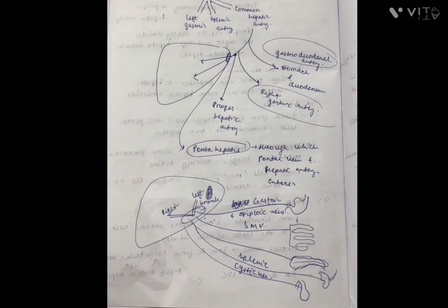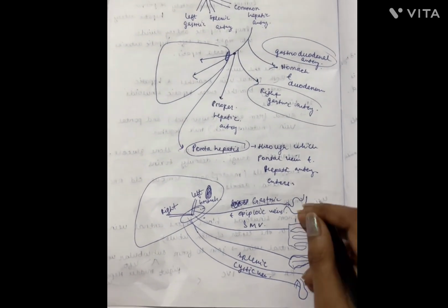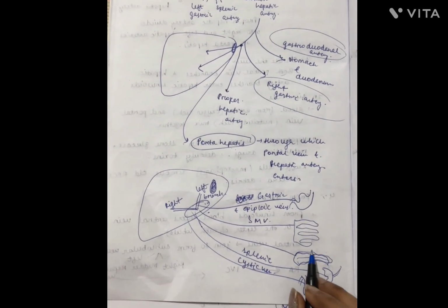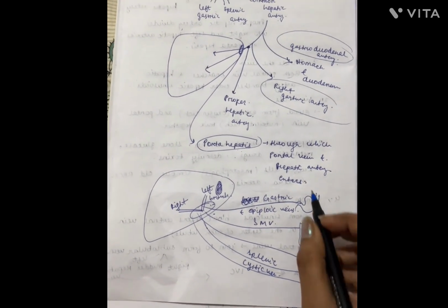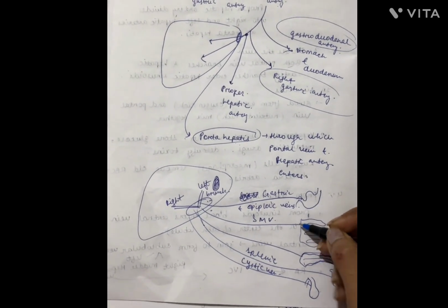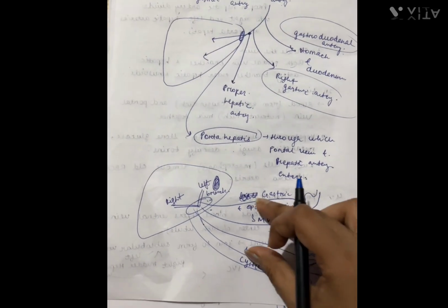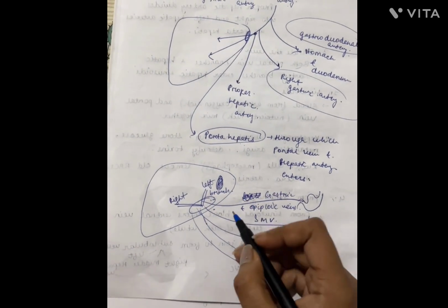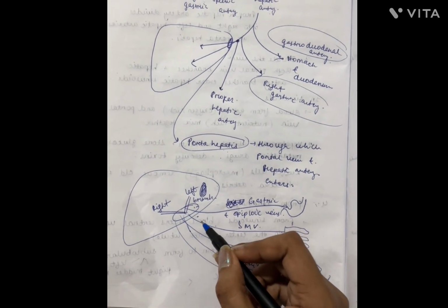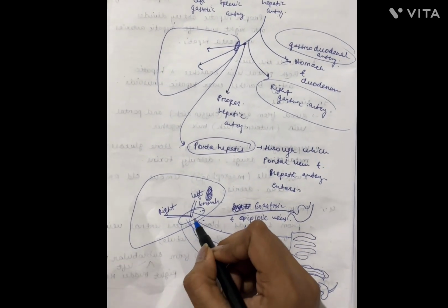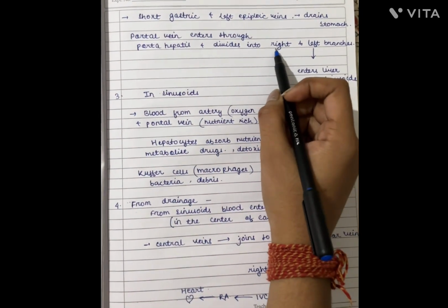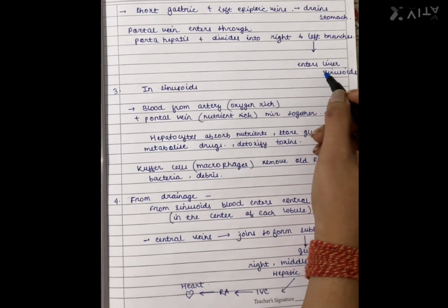So this is the diagram of the portal vein which I have made. The portal vein receives its output from the stomach, small intestine, pancreas, spleen, gallbladder and other organs. They receive output from these veins and merge into one to make the portal vein, which opens through the porta hepatis of the liver and divides into two branches, the right and left branch.